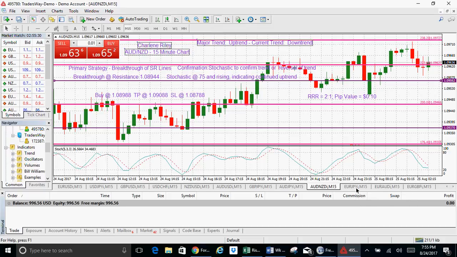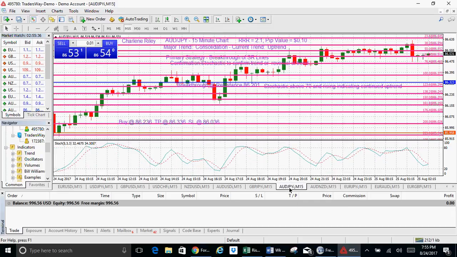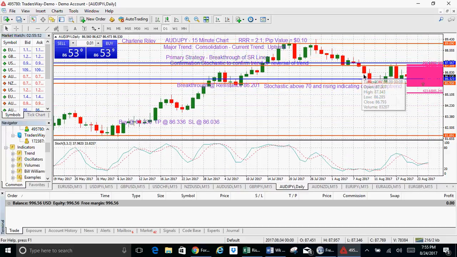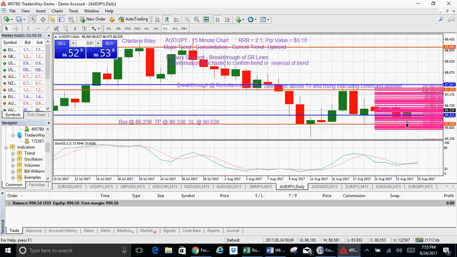In the meantime, I'm going to look at my Australian JPY, and it looks like the market here is in consolidation, but I will do my multi-frame analysis, starting with the daily, and I see an overall downtrend, but that for today the market appears to be in consolidation.